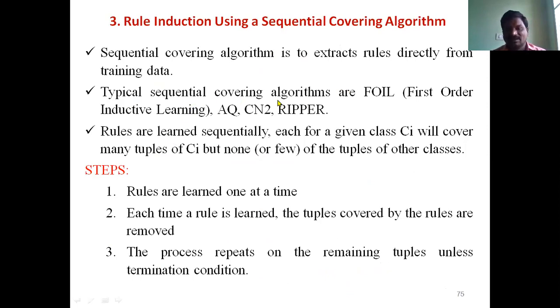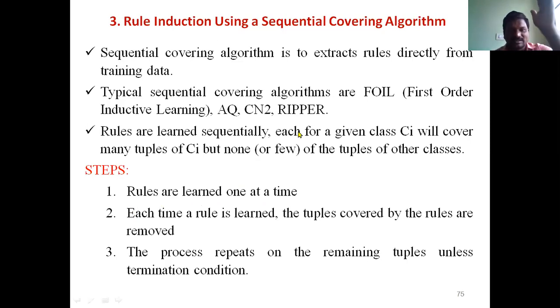Typical sequential covering algorithms are First Order Inductive Learner (FOIL), AQ, and others. The rules are learned sequentially, each for a given class value. Here are the steps involved in a sequential covering algorithm. First, rules are learned one at a time. That means you first have to learn one rule.